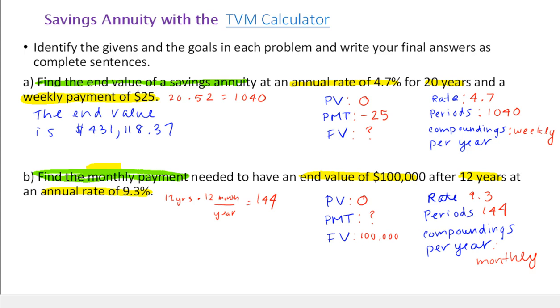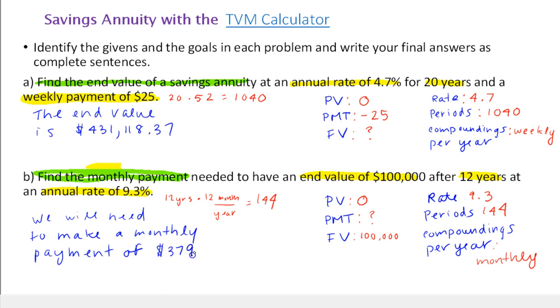So now let's record this and write our final answer as a sentence. We will need to make a monthly payment of, I'm sure you want to round this too, but we can't, $379.99.